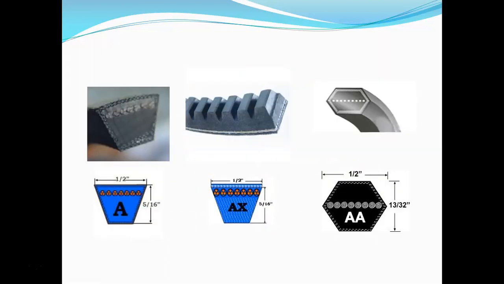So here we're looking at some cross-section views of V-belts. So you've got a classical V-belt on the left side, letter A, and it shows a cutaway. So you see the fiber cores inside along the top edge. That is the strength of the V-belt.